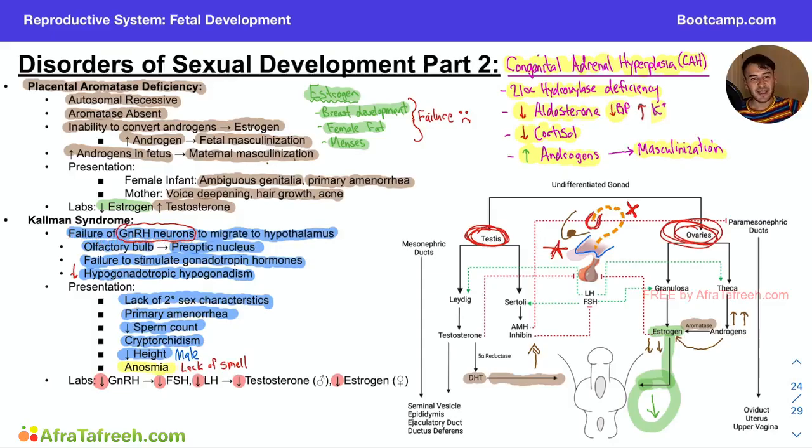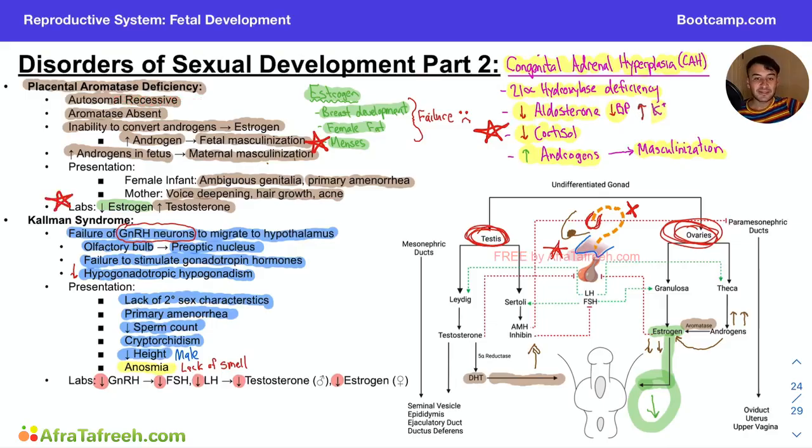So let's wrap up with a high yield review here. When it comes to placental aromatase deficiency, it's going to be all about that combination of the fetal and maternal masculinization and relating this to the fact that they are lacking aromatase. We will not expect any of the additional findings of a congenital adrenal hyperplasia, so that's a great way to form differential here. On labs, we're going to expect decreased estrogen and increased testosterone.